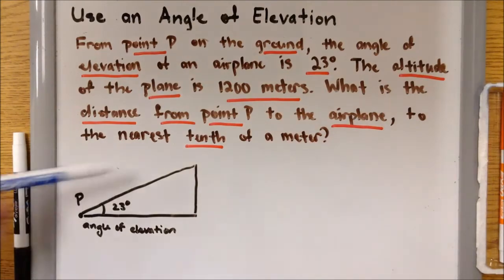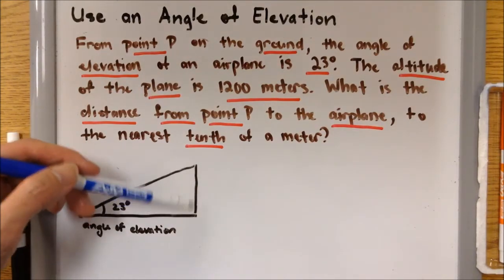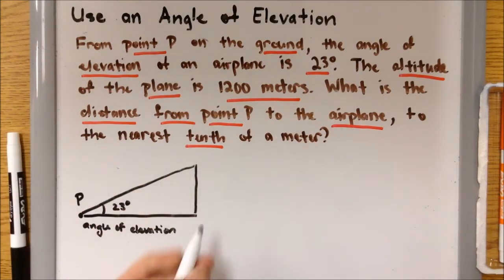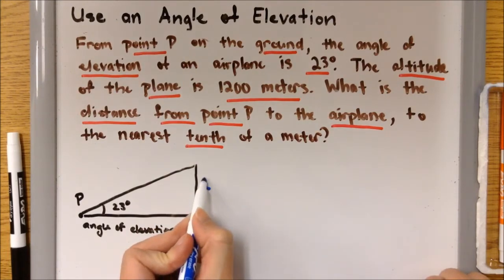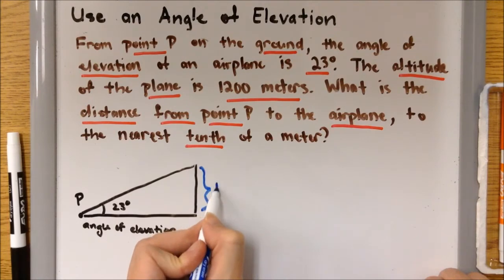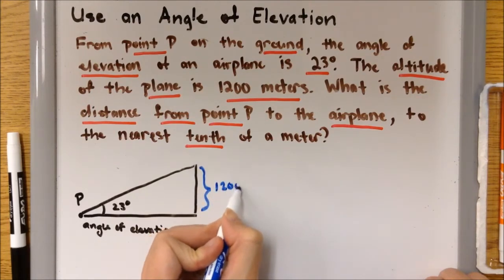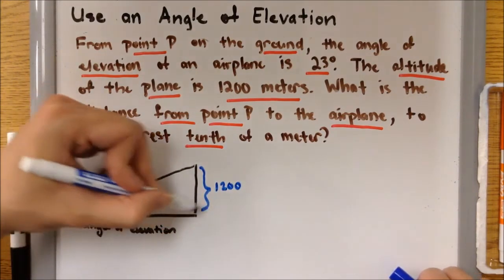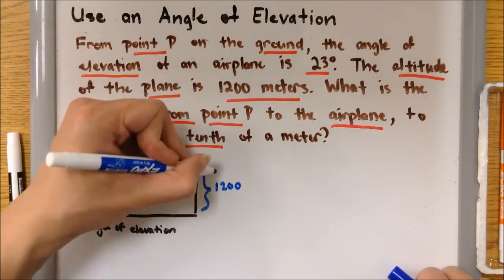The altitude, meaning the height from the ground to the airplane, is 1,200. This is the altitude. So I'm going to write altitude right here.